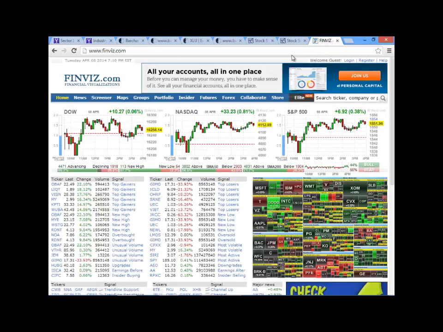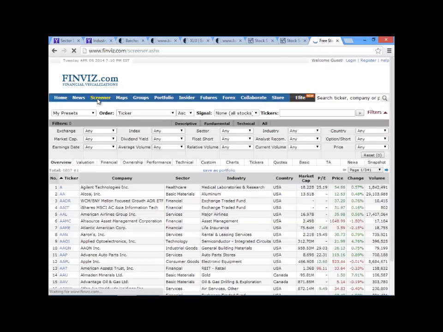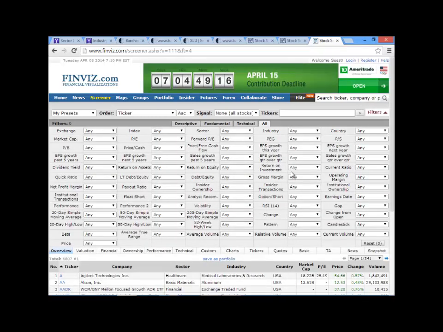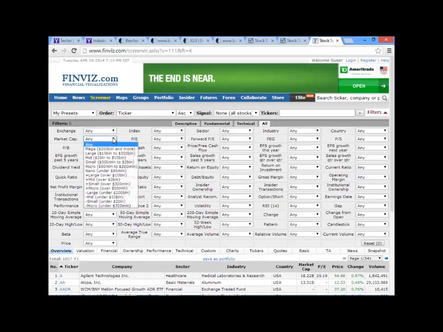This is called finviz.com. It's free, but it also has a paid subscription that provides more information if you want it. But you can go here to the screener, and then you've got descriptive, fundamental, technical, and then all. So these are all the different data components that you can actually search on for FinViz. So if you wanted a market cap that was mid, you could just do within that range, or you could do everything that's over the mid-range, or anything that was under a large. So you do have a little bit of options there.